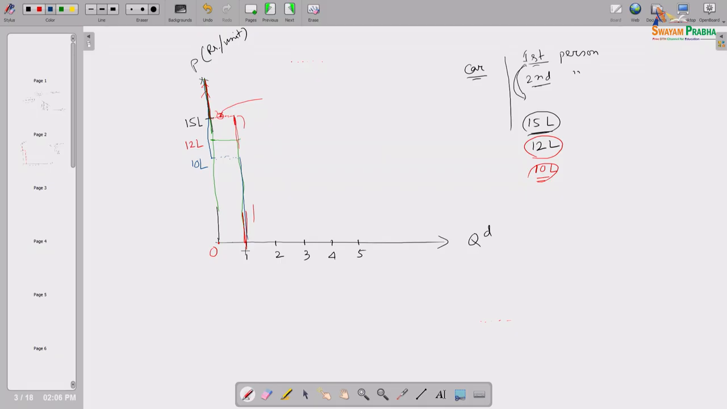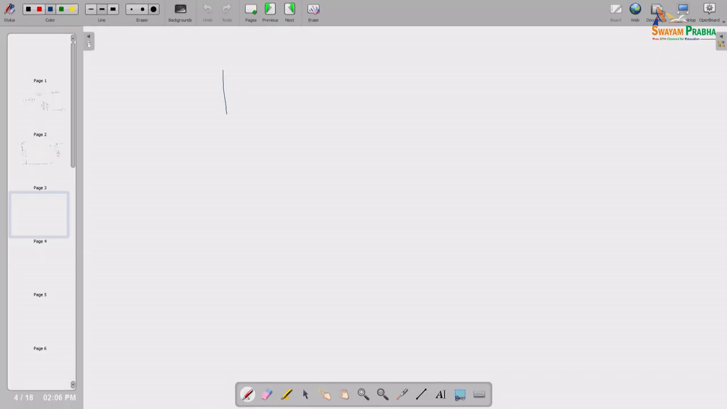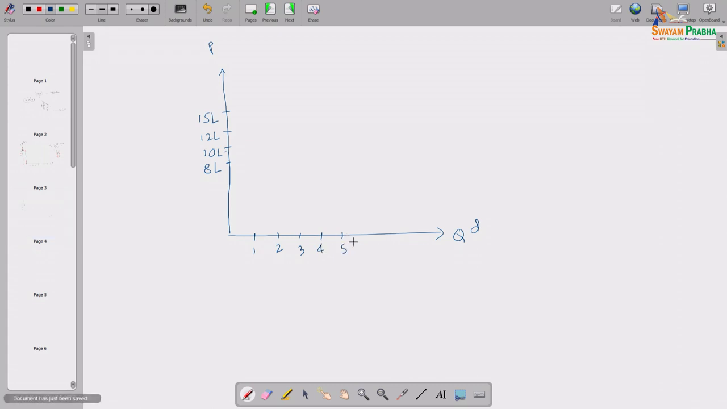Now, if we want to draw the market demand curve in this market, what do we have to do? We have to do a horizontal aggregation of all these demand curves. So, if we aggregate that, where will we land? Let us start afresh. In this market, quantity demanded will be on this side, price on this side, price in rupees: here 15 lakh, here 12 lakh, here 10 lakh, here 8 lakh, which is the fourth buyer's maximum willingness to pay. And here this is 1, this is 2, this is 3, this is 4, this is 5, and it goes on like that.